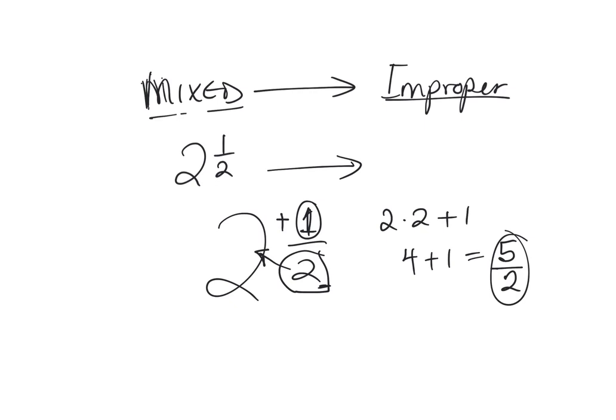You multiply the denominator by that whole number. So that's 2 times 2. And then you add 1. And that's how you get the number that will go in the numerator. That's critical.